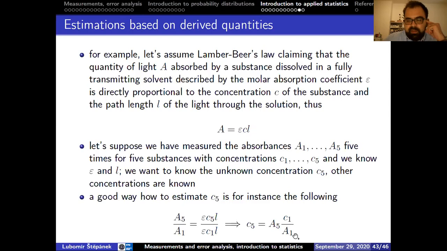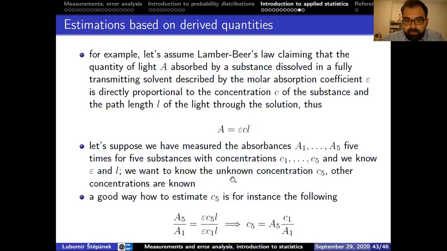I just chose A1, but I could also pick, for example, A2 or A3 or A4. It doesn't matter. So the second, the third, or the fourth concentration, still the first four are of a known concentration. Yeah, this could work.